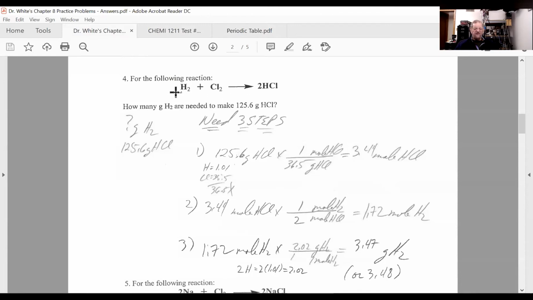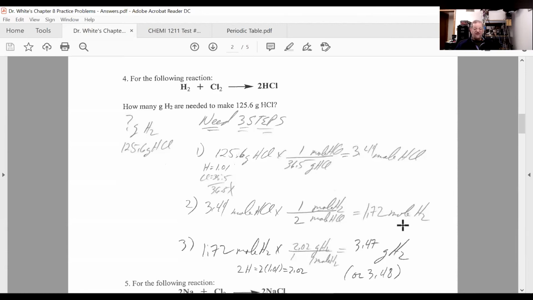1 mole of hydrogen, remember when there's no number, it's 1, makes 2 moles of HCl. 1 mole of hydrogen makes 2 moles of HCl. I got it from the balanced chemical equation. 1 and 2 are exact numbers. This is 3 significant figures. My answer is 3 significant figures.